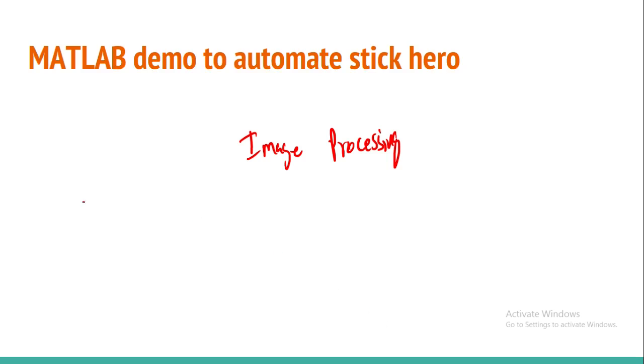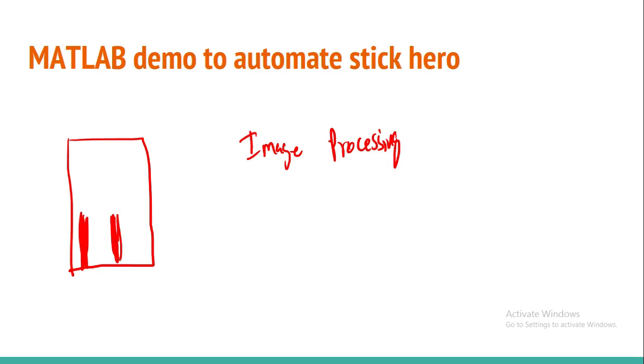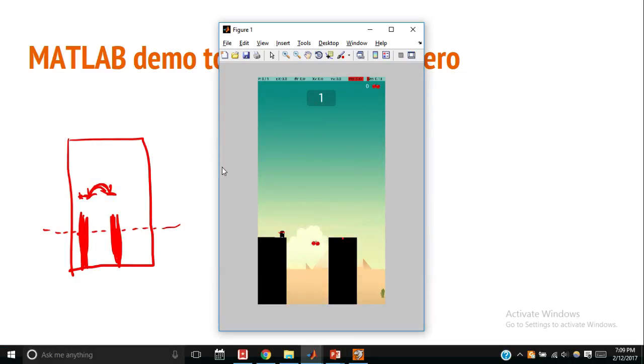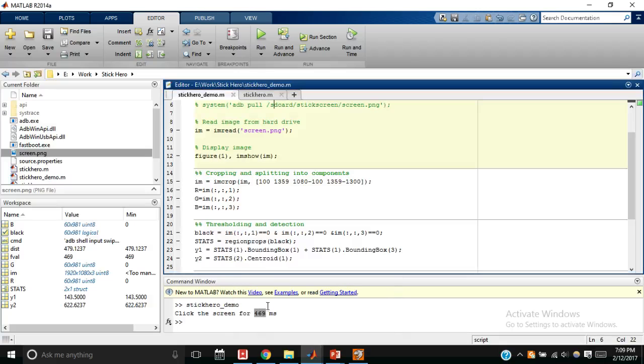Let me just try to draw here. So when you have a screen and when you have pillar 1 and when you have pillar 2, a good way to find the distance is to just look along the horizontal line and see where you have black pixels. You're going to have black pixels only here and here. Depending on that, we can find this distance, and that is the logic we are going to apply next. So let me go back onto my MATLAB screen.